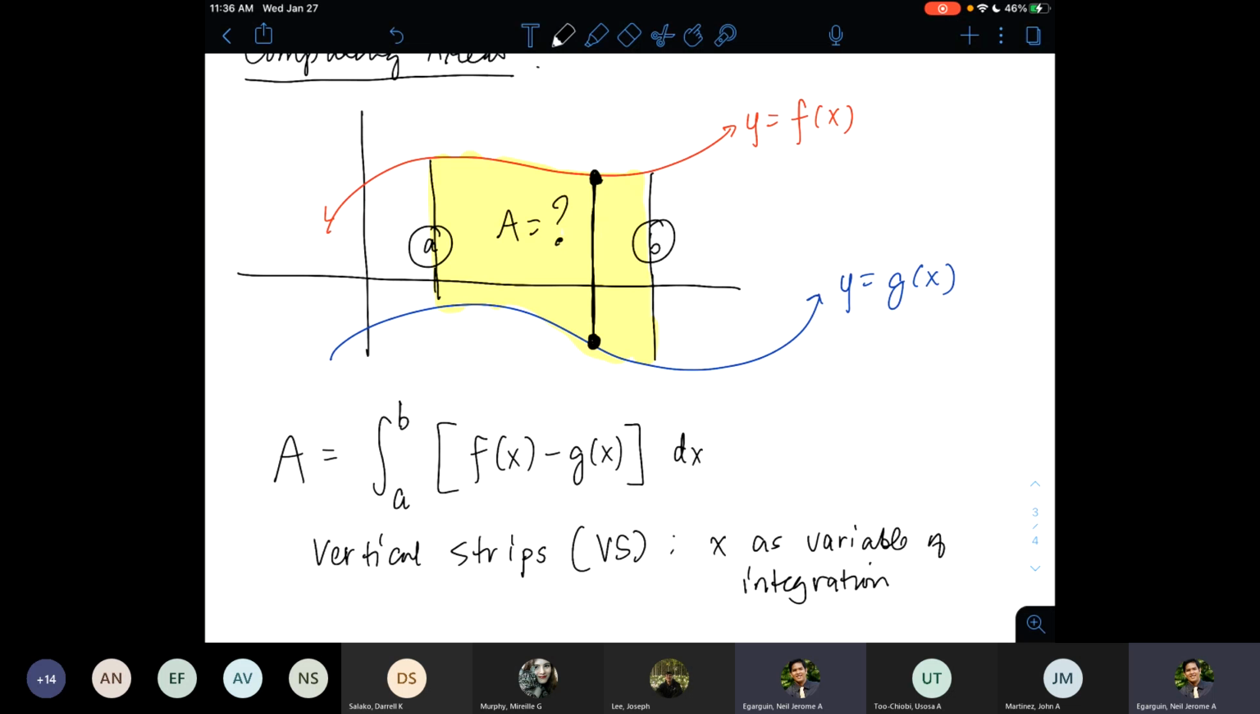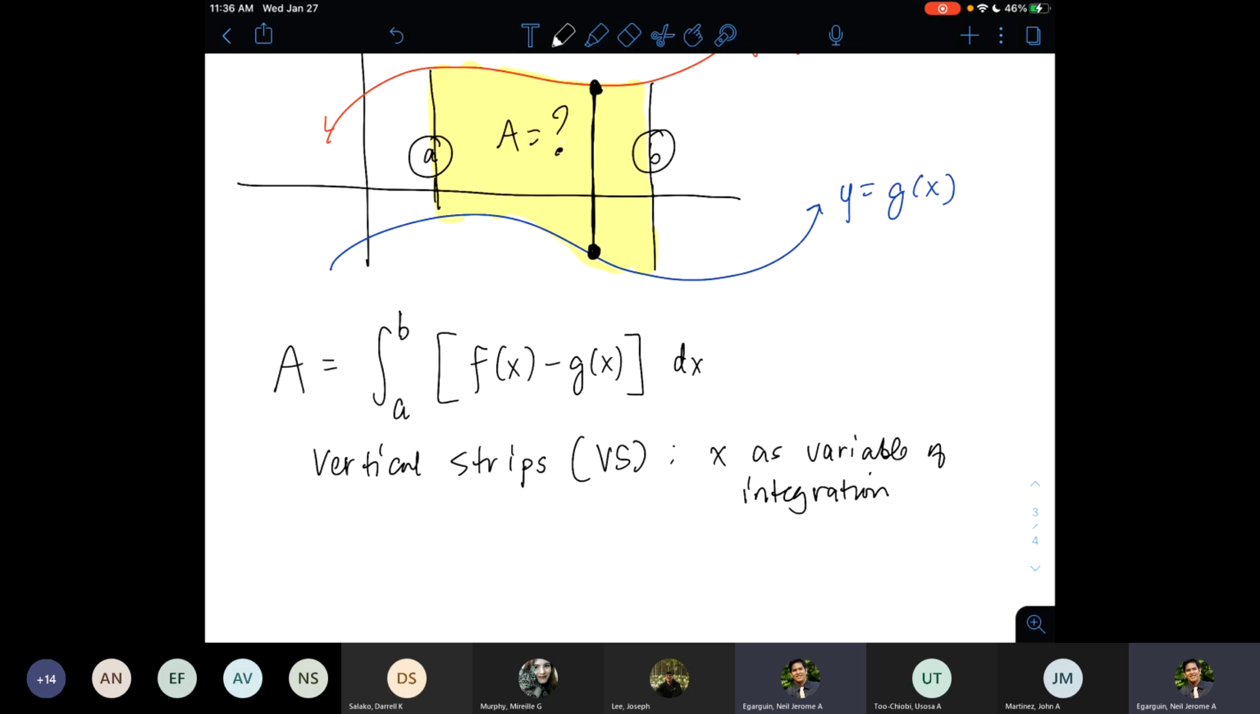And you see how easy it is, because it doesn't matter how wiggly or how irregularly shaped the region is, as long as you can identify what is the top function, what is the lower function, and then just set up the integral as top minus bottom, evaluated from the starting x value until the ending x value, and that's it. That would be the area of the region. Okay?